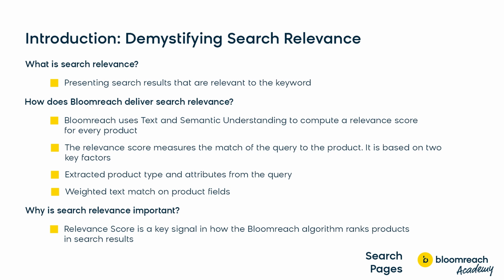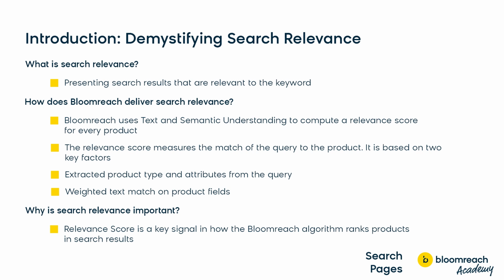It's based on two key factors. So it's extracted product type and attributes from the query, and I'll explain in a little bit what that means. But Bloomreach can basically, in a user query, understand what the product type or product intent is and any attributes that are part of that query. Now, in situations where Bloomreach does not understand the product type for a query, then Bloomreach uses a weighted text match on the product fields to return products in the search results.